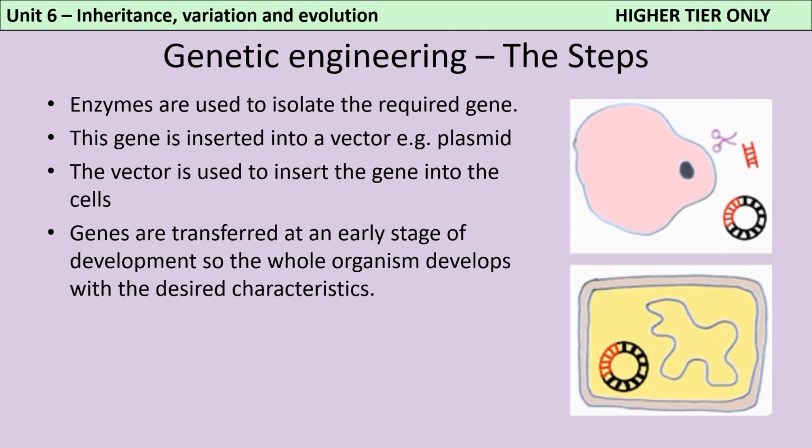That vector, which could be a plasmid, is put into the organism we're actually interested in. And this is done at a very early stage, because if we do it when there's just a single cell, then when the organism grows up, every cell will be transformed with the new gene. Whereas if we waited until it was already an adult, then only part of the organism would be transformed.